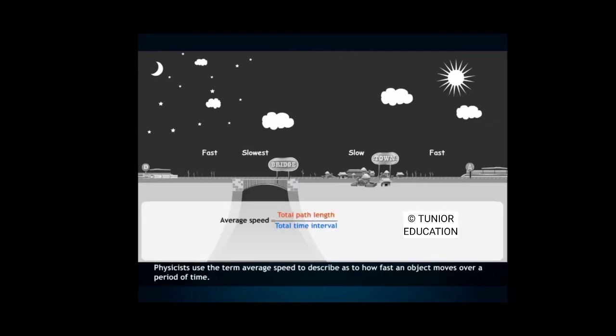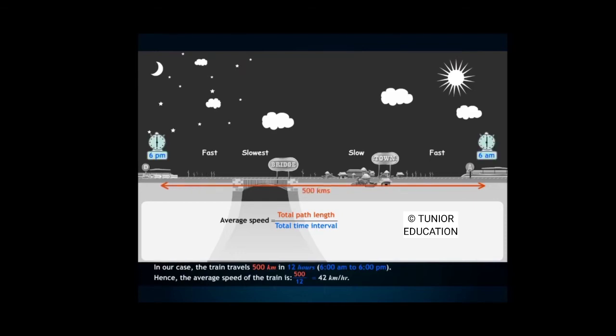Physicists use the term average speed to describe how fast an object moves over a period of time. In our case, the train travels 500 kilometers in 12 hours, 6 a.m. to 6 p.m. Hence, the average speed of the train is 500 by 12, which is about 42 kilometers per hour. Here, we have considered the path length or the actual distance traveled by the train. The path length is always a positive value as it is not bound by any sign convention. Therefore, speed will also be a positive value.